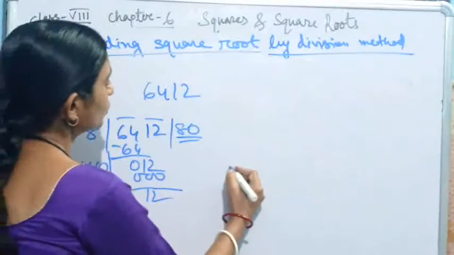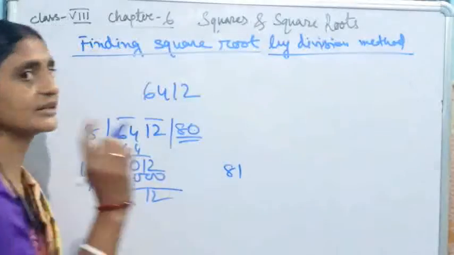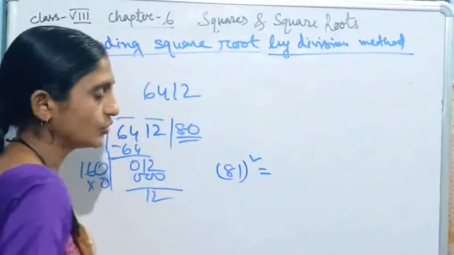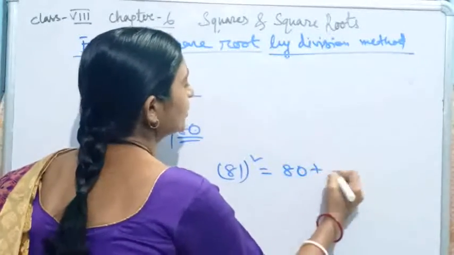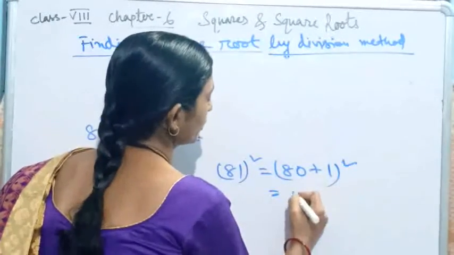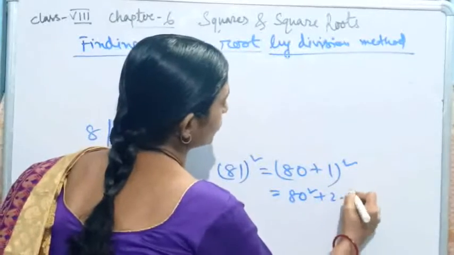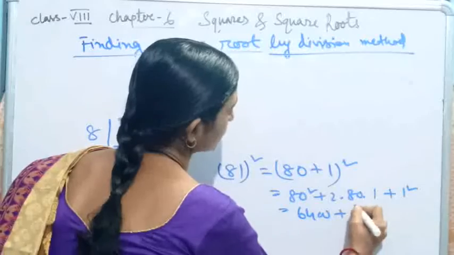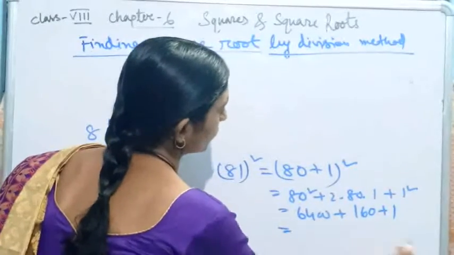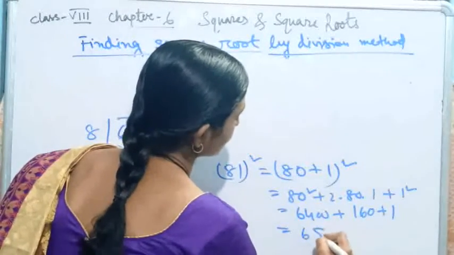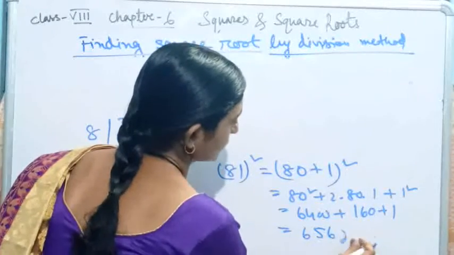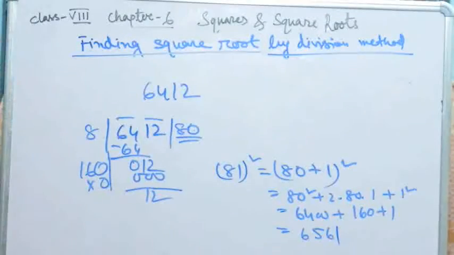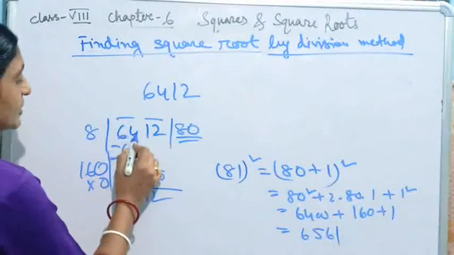Now what you can do, the next square is what? After 80, the next natural number will be 81. So what will be the square of 81? Let's find it out by the previous method. It will be 80 squared plus 2 into 80 into 1 plus 1 squared. That means 6400 plus 160 plus 1, so you are getting 6561. You have 6412.